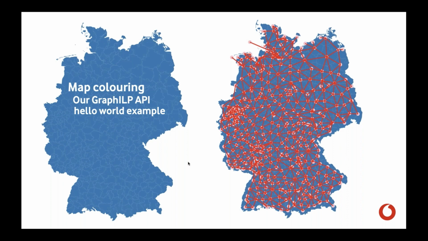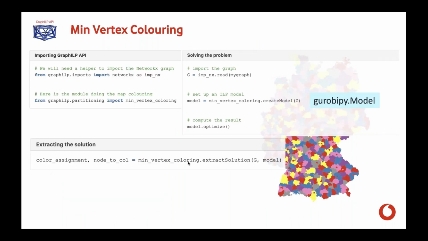And we can, of course, translate that into a graph problem seen on the right-hand side. There is a vertex for every community in Germany, and two such vertices are connected by an edge if their areas are adjacent. Now, the problem on the graph is to color all the vertices with as few colors as possible, such that if there's an edge between two vertices, they need to have different colors. So here is how this looks in the Graph ILP API.